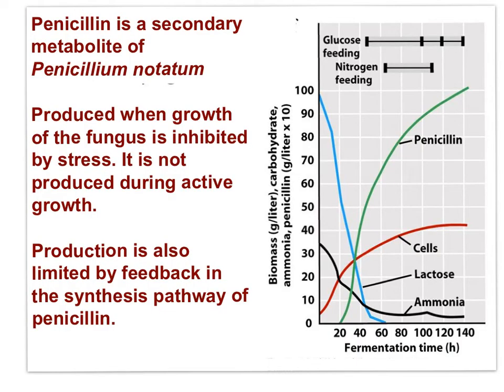Penicillin is a secondary metabolite of Penicillium notatum. It's produced when the growth of the fungus is inhibited by stress. It's not actually produced during normal growth. Production is also limited by feedback in the synthesis pathway of penicillin, and pathway engineering would serve to reduce the inhibition of the penicillin pathway.